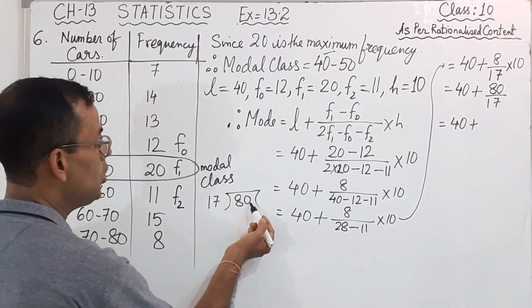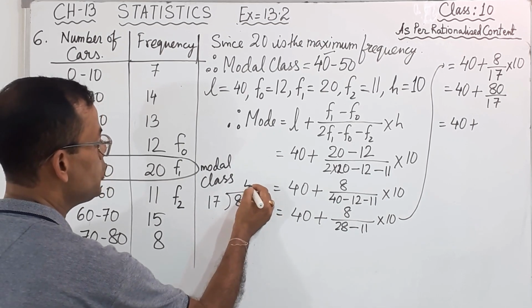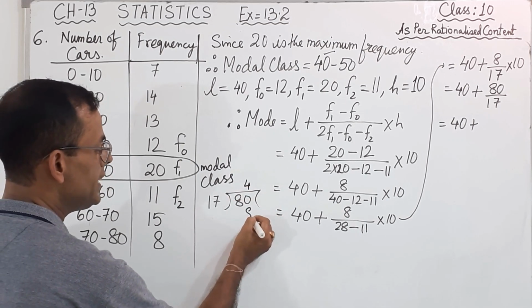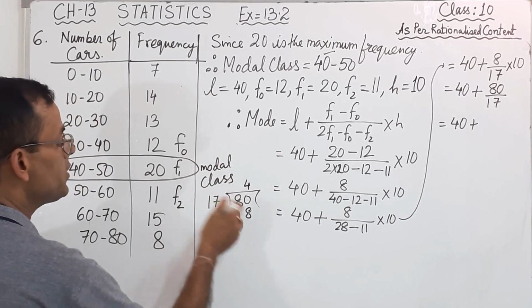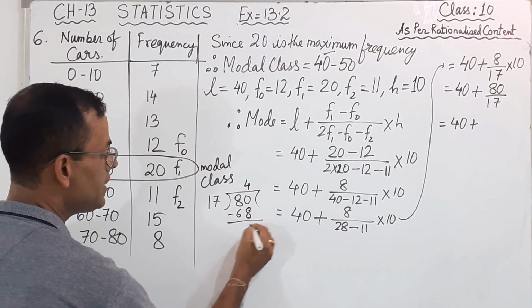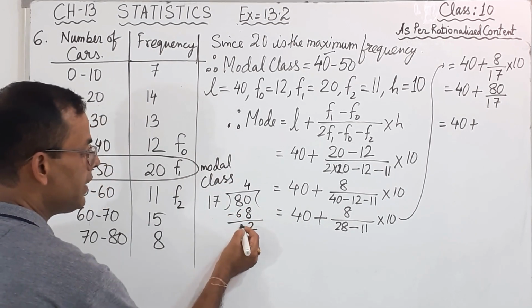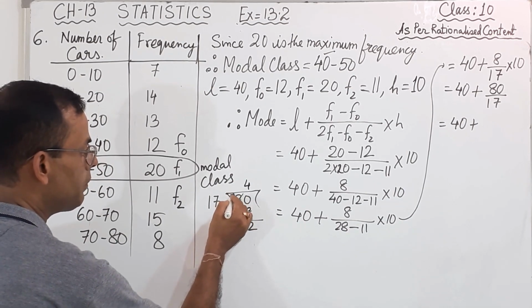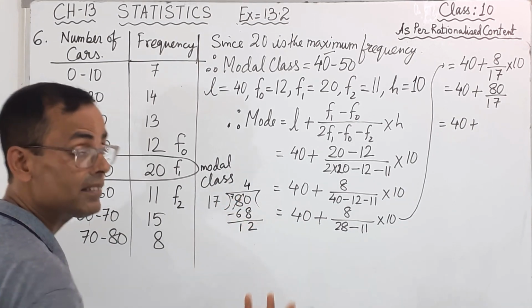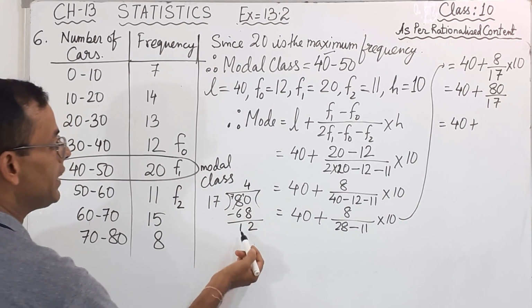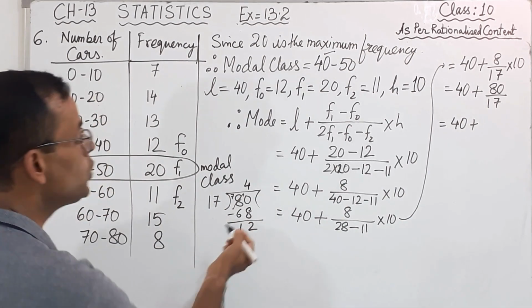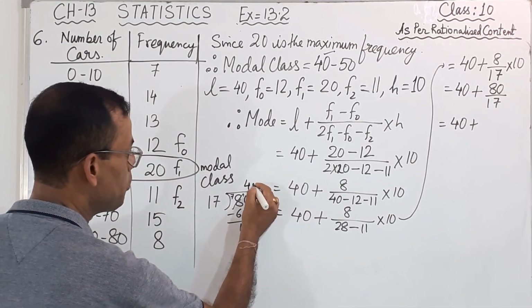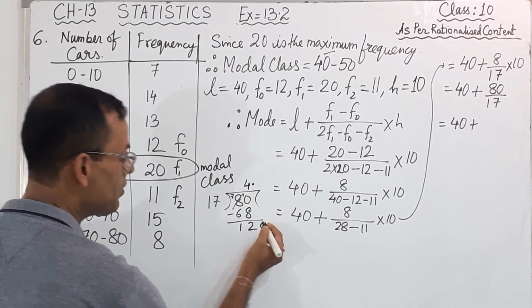Now 17, how much is the closest? So let us try with 4. 4 sevens are 28, 2 carry. 4 ones are 4, plus 2 is 6, so 68. So what is left? See, it is 12 left. You cut this one, it becomes 7, 10. 10 minus 8 is 2 and 7 minus 6 is 1. So 12 is left. Now I will put a point here and then it becomes 120.